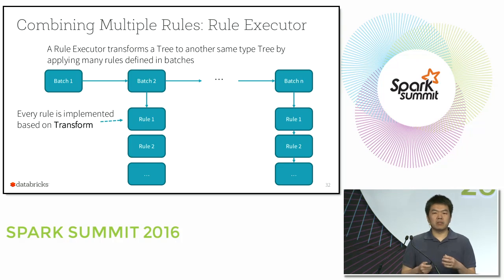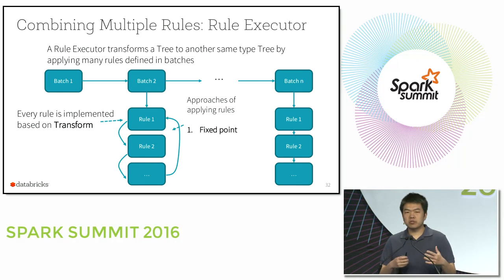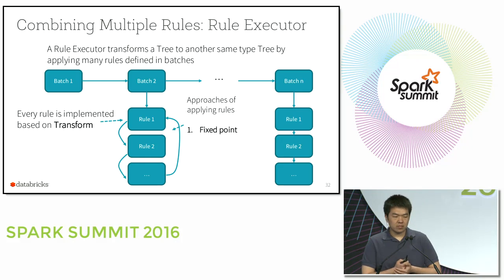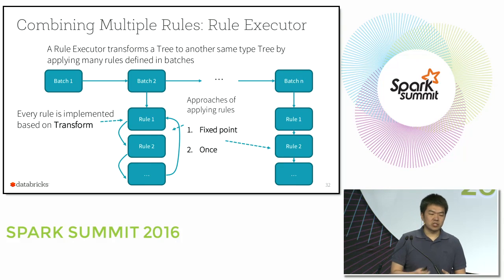There are two ways to apply rules in a batch. First, we can apply those rules over and over again until the tree does not change. We call this approach fixed point. For the second approach, you can simply apply the rules defined in a batch just once, sequentially. We call that once.